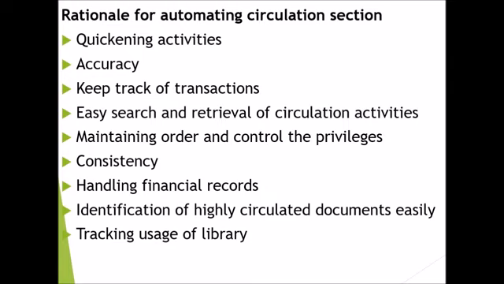Another advantage or reason for automating the circulation desk is accuracy. In order to maintain accuracy, you need some automatic system, so that activities at the circulation desk are done without any errors. If you enter the user ID or accession number manually, you may make some mistakes. But in an automated system, no wrong entries are made because you are using barcode scanners and ICT technology, so the accuracy level is high. That is one reason.